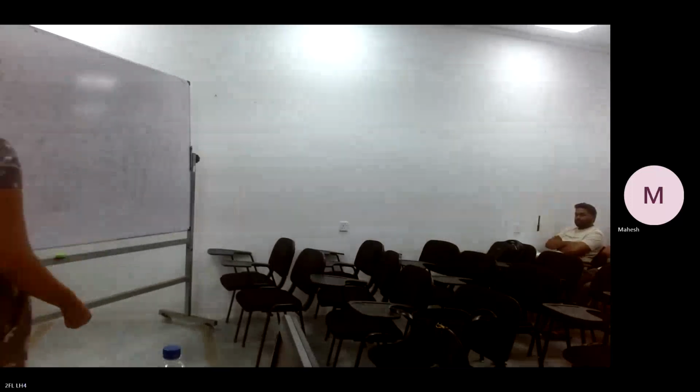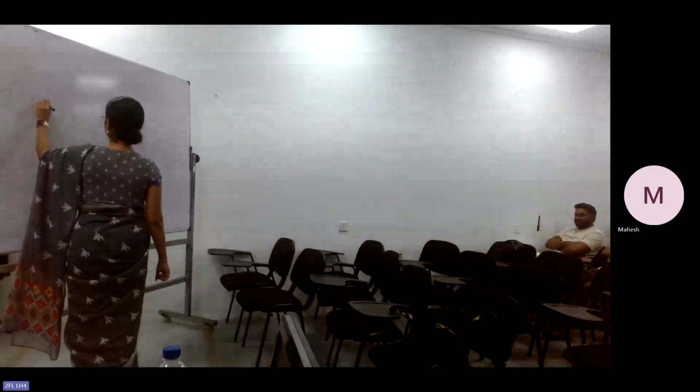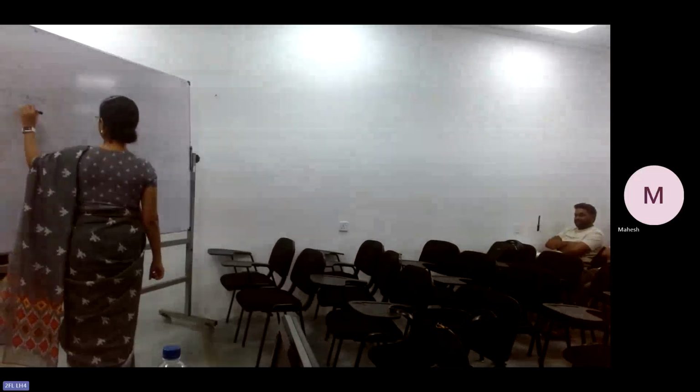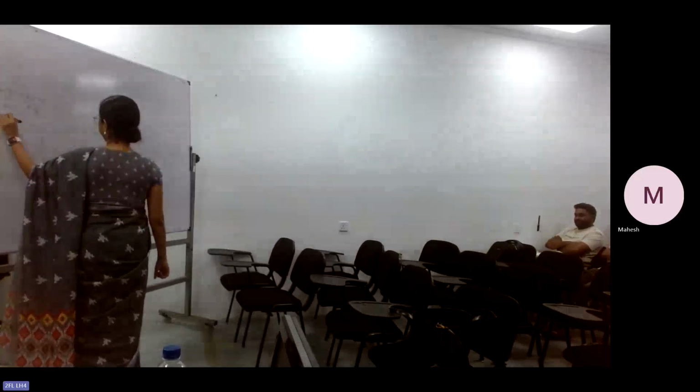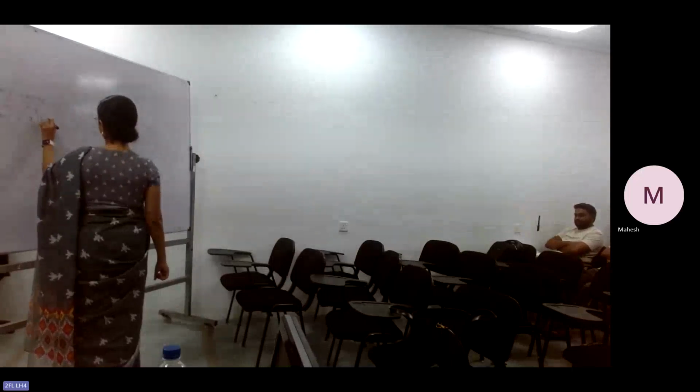So long run marginal cost means long run total cost change divided by change in Q, or else we can take this by differentiating the long run total cost with respect to Q.